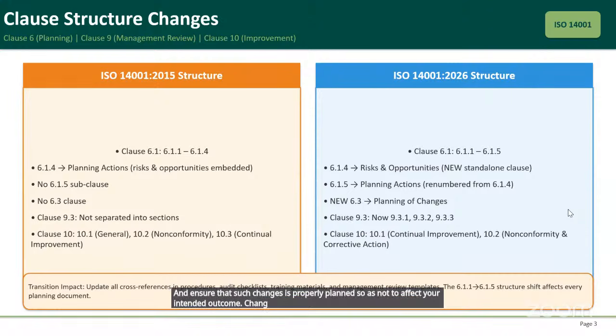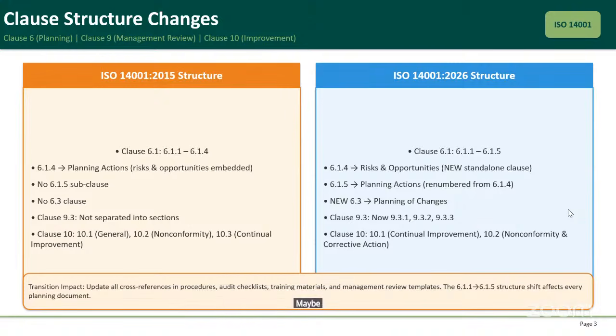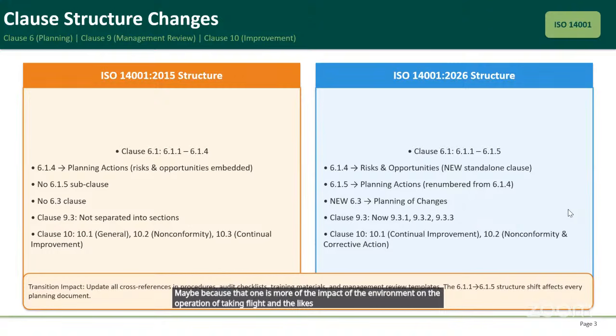Changes of your product, of your services, your processes, your operations, your equipment, your facilities. There can be changes in compliance obligation. A new rule can come up. NIMASA, NMDPRA, NESREA, they can come up with new rules, new regulation, even in aviation, because environmental aspect and impact deals with every sector. Even in aviation, maybe because that one is more of the impact of the environment on their operation of taking flight and the likes. There can be change in weather. What do you do? Those are temporal changes. They can also be your permanent or long-term changes.